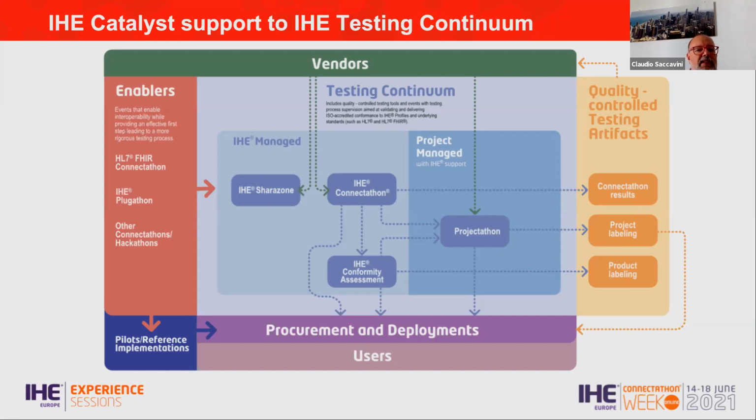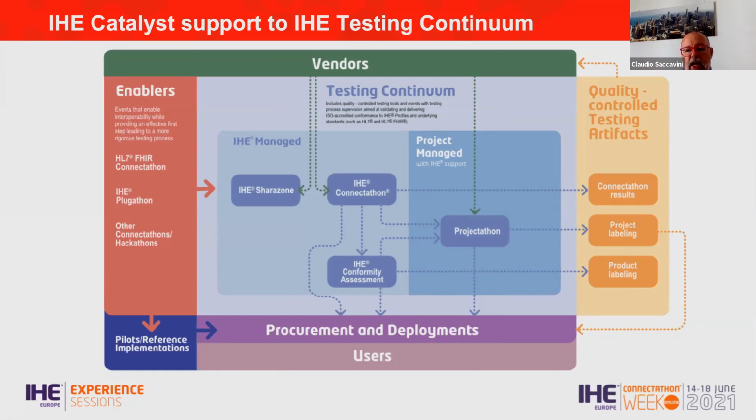We call this type of testing enablers, because this is an event that enables interoperability, providing an effective first step leading to a more rigorous testing process. These events are very useful for supporting the production of profiles and, of course, the test plan that we use in the Connectathon.